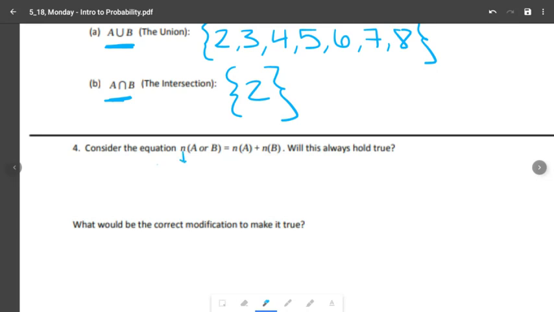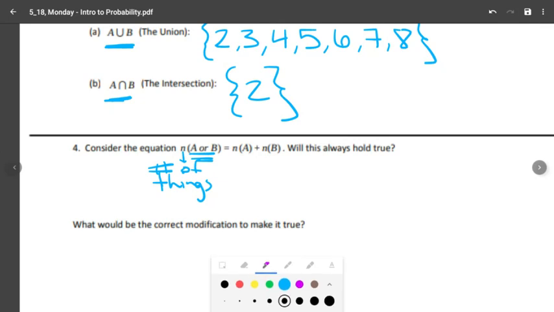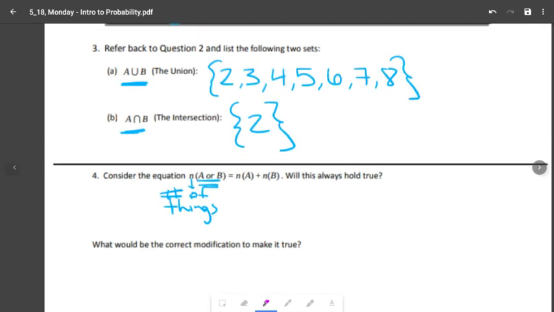N, the number, remember this means the number of things in A or B. Is it equal to the number of things in A plus the number of things in B? Well, let's take a look. The number of things that were in A or B. If I go back and count, I had 1, 2, 3, 4, 5, 6, 7 things that were in their union, A or B.